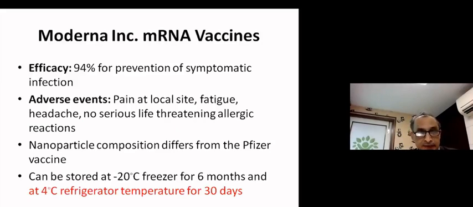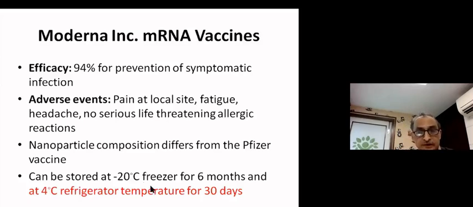The efficacy is very good. This is as efficacious as the Pfizer vaccine. About 94% is the efficacy of the Moderna vaccine. The adverse reactions are relatively low compared to the other vaccines. Just a pain at the local site and a little headache in the experimental group, but there were no serious life-threatening or allergic reactions. They did not have any cases of transverse myelitis or GBS.